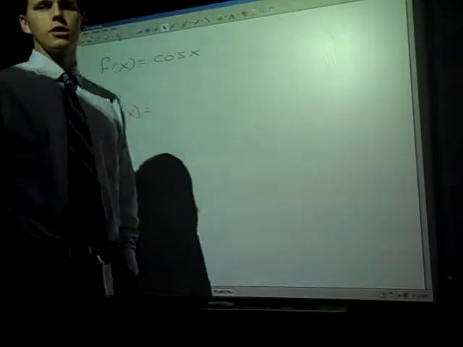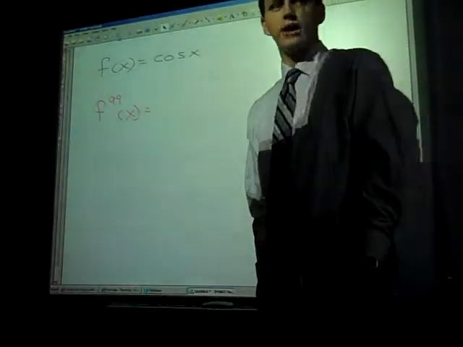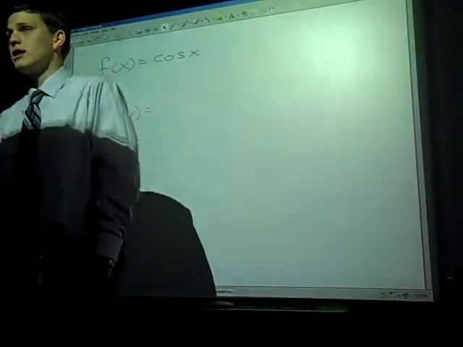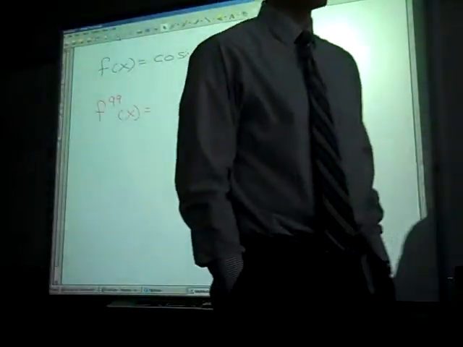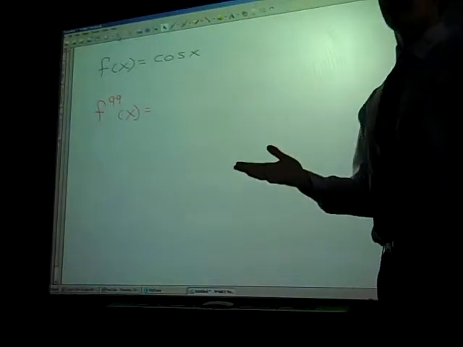Cosine of x. Alright, it could be the cosine of x. What else could it be? It could also be the sine of x. Maybe the negative sine. Maybe the negative cosine. Maybe 0. I don't know. So, how do we approach problems like this?